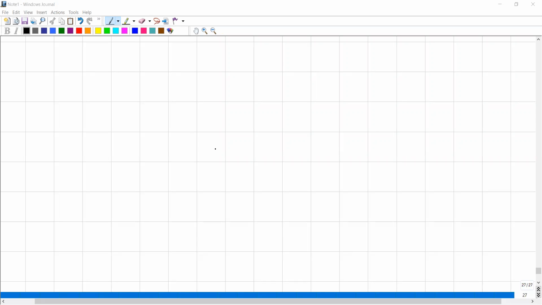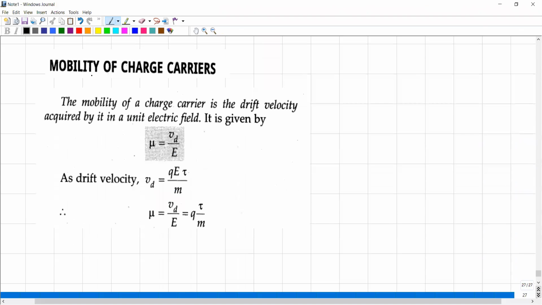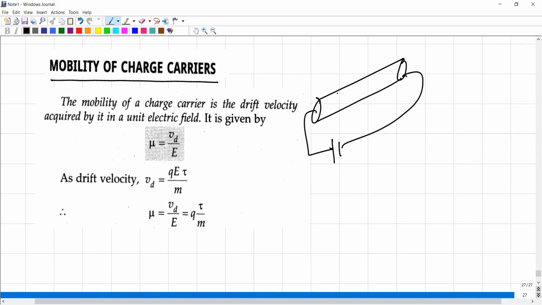Next topic is mobility of charge carrier. So what is the mobility? We have understood that if you apply an electric field across a conductor, these electrons collectively will start moving. So the mobility of the charge carrier is the drift velocity of these moving electrons for a unit electric field, the drift velocity acquired per 1 unit electric field.